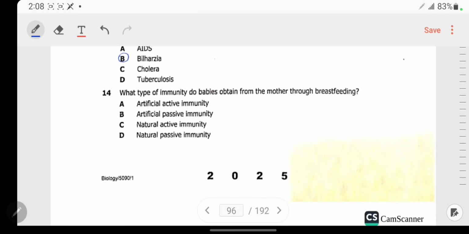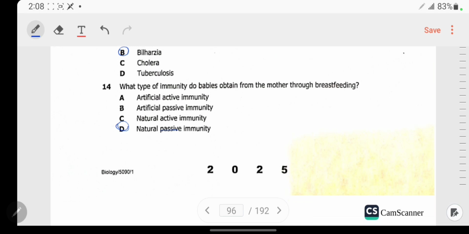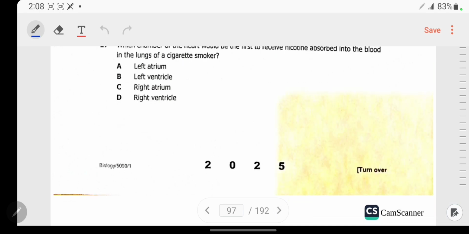Question 14. What type of immunity do babies obtain from mothers through breastfeeding? Now, since these are mothers, automatically that's natural. So the answer is either C or D. Since it's from the mother and it's being passed down, it means it's passive. So the correct answer will be natural passive immunity. So the correct answer is D. Let's look at the next question.